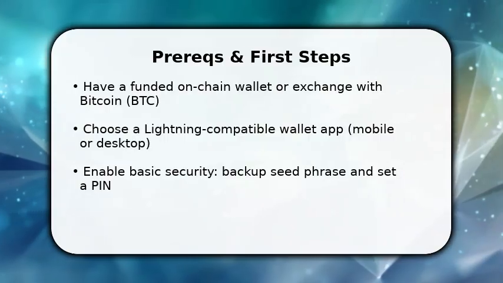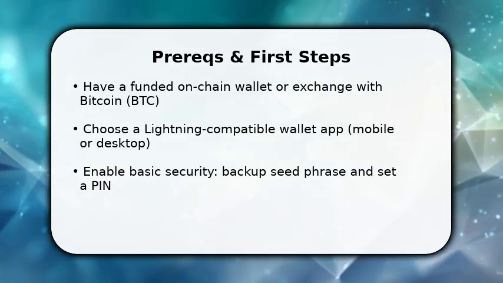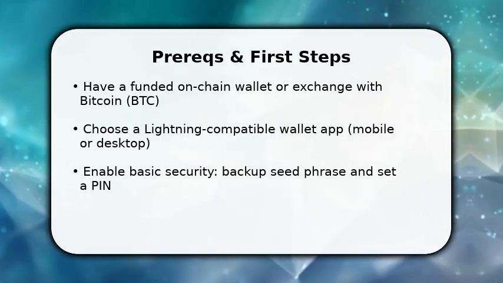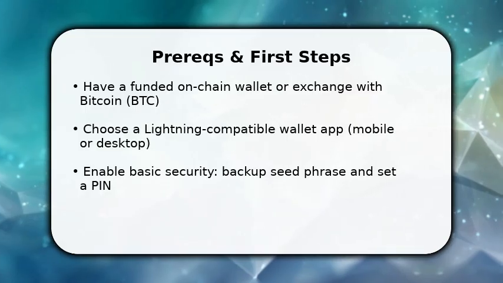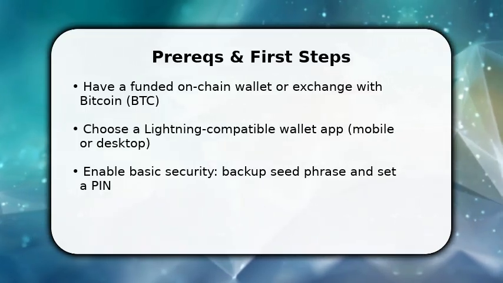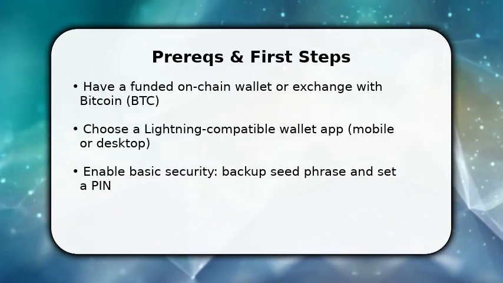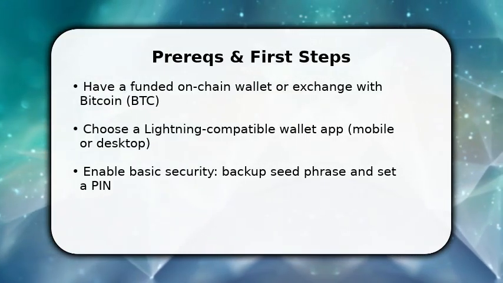You start by confirming prerequisites: funded BTC, and a Lightning-compatible wallet installed. Open the app and complete any onboarding, accept required permissions. Once done, locate the Lightning tab or account within the wallet and tap to create or activate a Lightning wallet. Make sure to write down and safely store the seed phrase now. This protects funds if you reinstall.